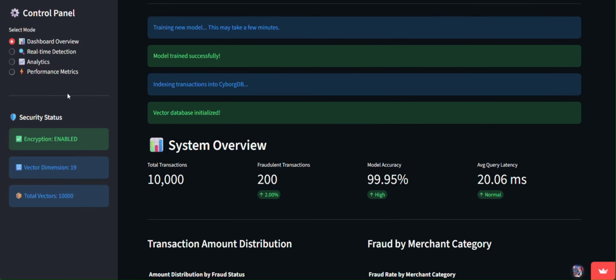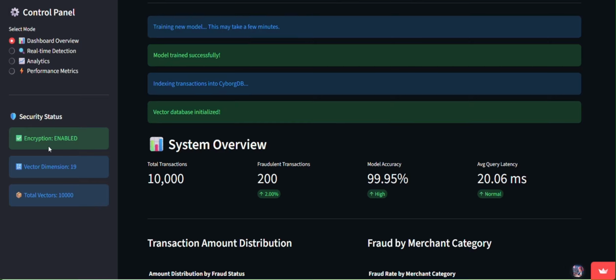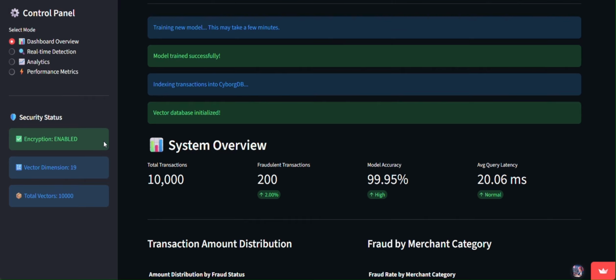Here on the left side we can see the security status. It shows encryption enabled, which basically means all the transaction vectors in CyborgDB are fully encrypted. The vector dimension is 19, which shows each transaction is converted into a 19 dimensional vector, which acts like a numerical fingerprint. It helps the system find similar fraud patterns quickly. And the total vectors are 10,000.